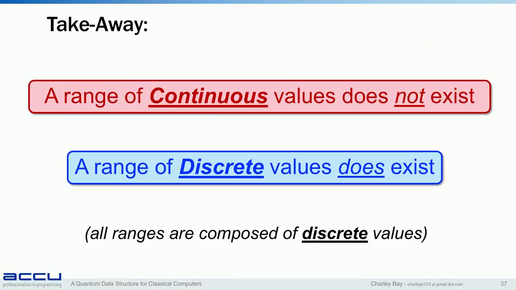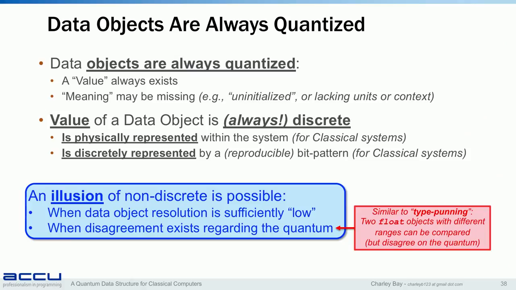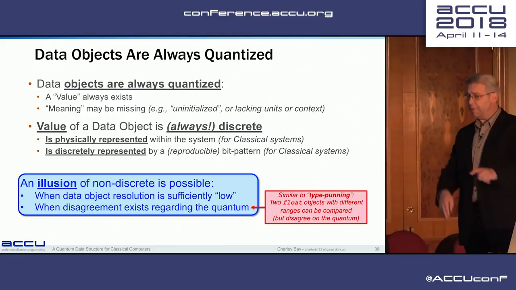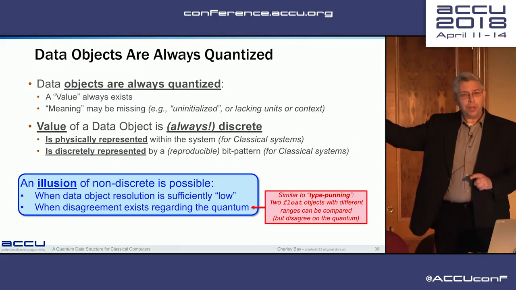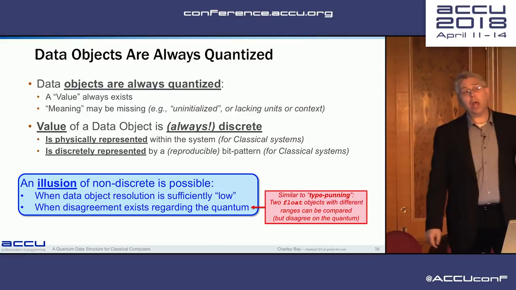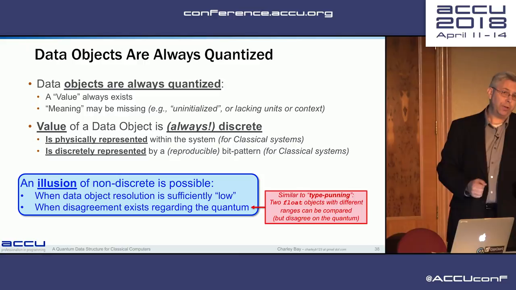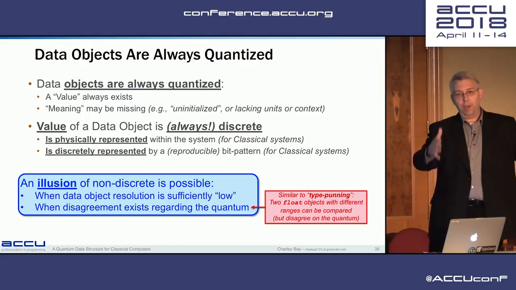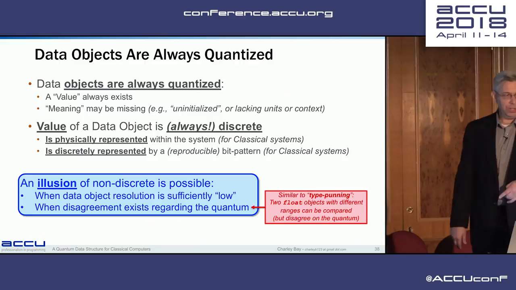Data objects are always represented by bits on a classical machine. And actually on quantum hardware, that's going to be true. It's just they're going to be superpositioned, sitting on this quantum interference thing. Data objects are always quantized, but they are physically represented. They ultimately have a resolution limit. An illusion of non-discrete is possible. Whenever you start comparing things that disagree on quantum, or when you start applying this higher versus lower resolution of stuff, whenever your clocks are not in sync, you can get the illusion of continuous. But in reality, everything is actually discrete.